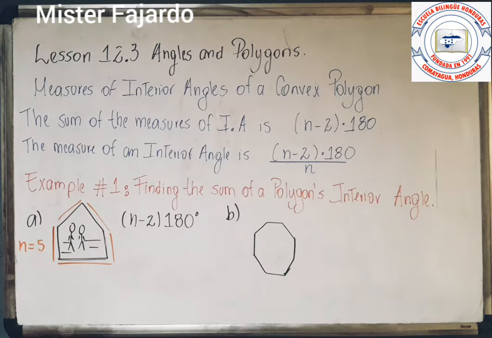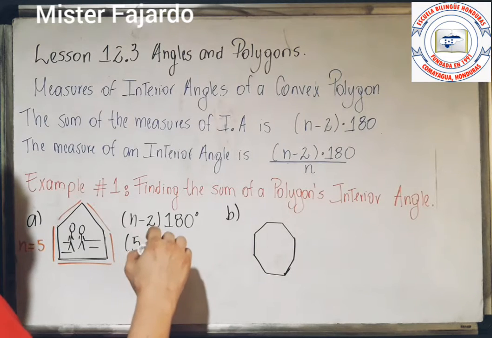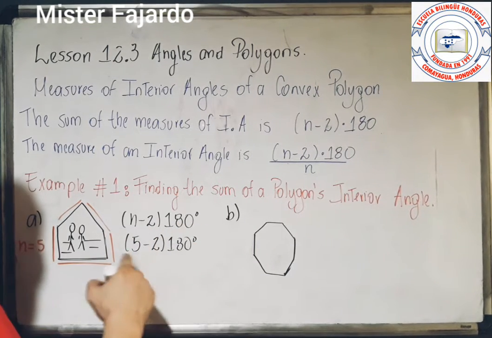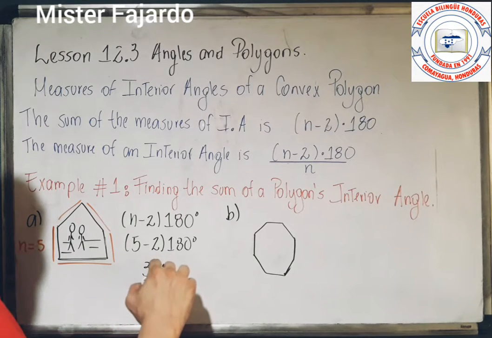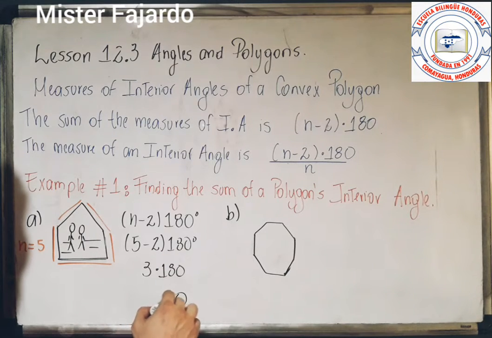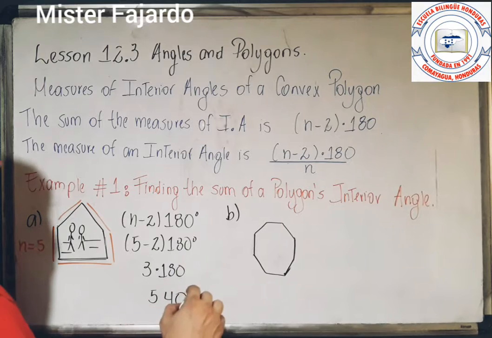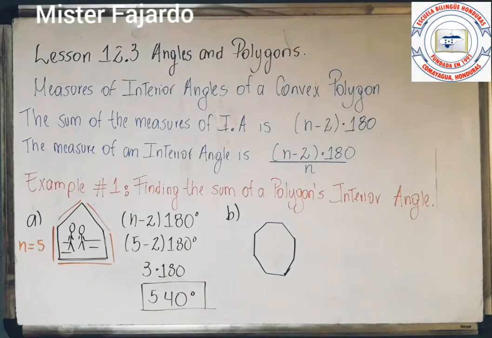Now I'm going to substitute that value in the formula, and you are going to have n minus 2 times 180. With n as 5, 5 minus 2 is 3, times 180. If you multiply this, it's going to be 3 times 0 is 0. 3 times 8 is 24. Put the number 4 and carry 2 units to add to the next multiplication. 3 times 1 is 3, and 2 units more, 540. Okay? That's the sum of the angles.